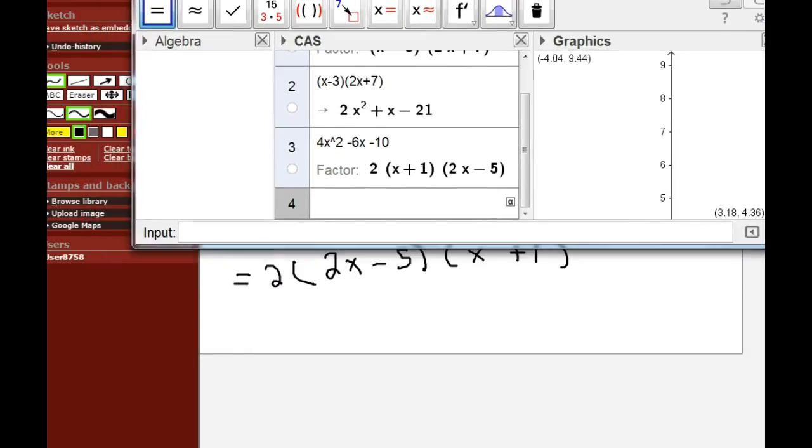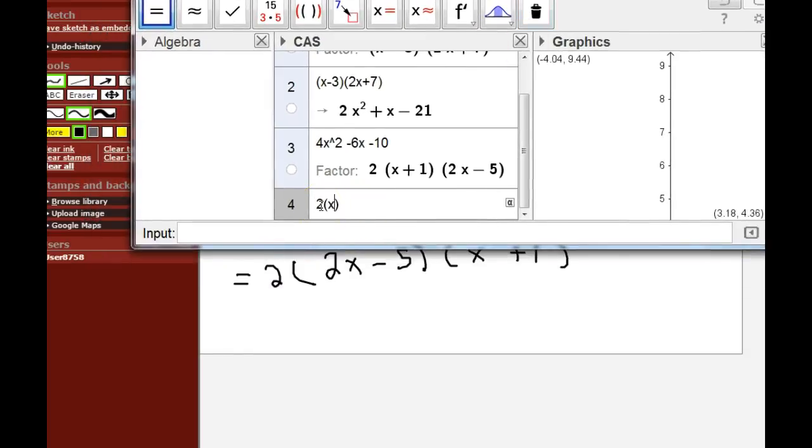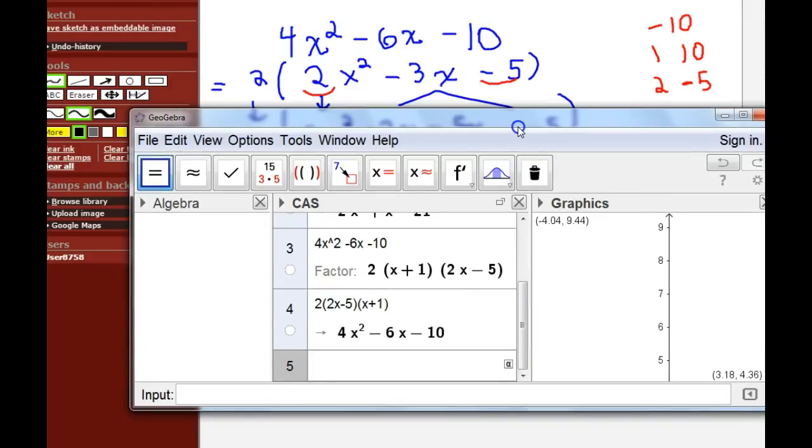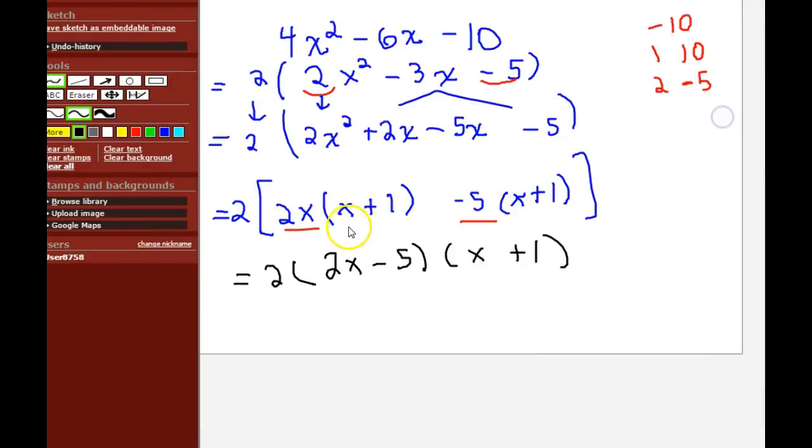Okay, and let's just try going the other direction. 2, and then mine says 2x minus 5, so we'll do it the way I had factored it, and then x plus 1. So we have these two binomials with the greatest common factor. Enter is 4x squared minus 6x minus 10. Excellent. So let's try one more.